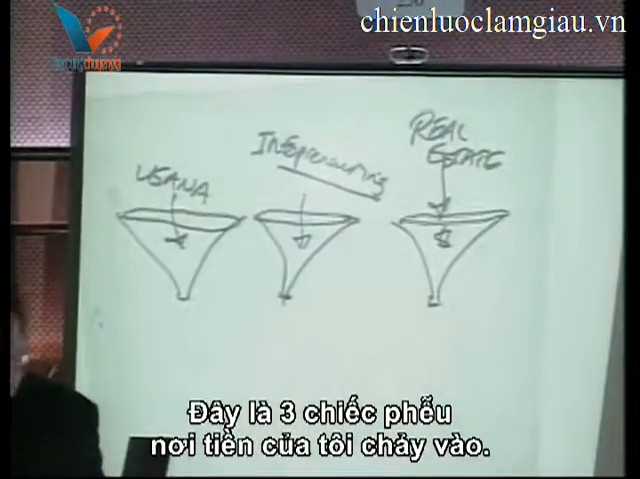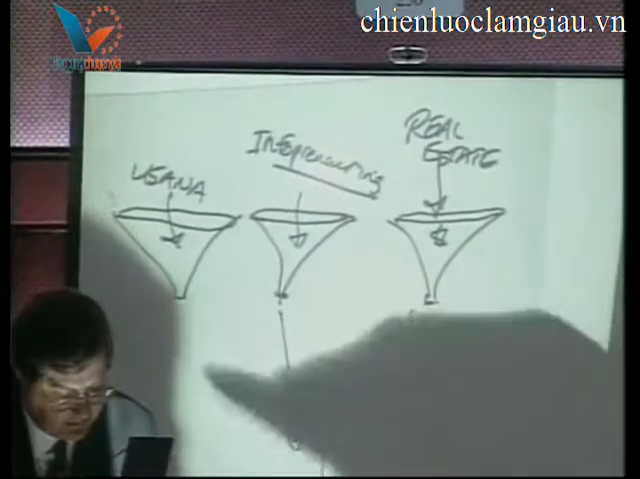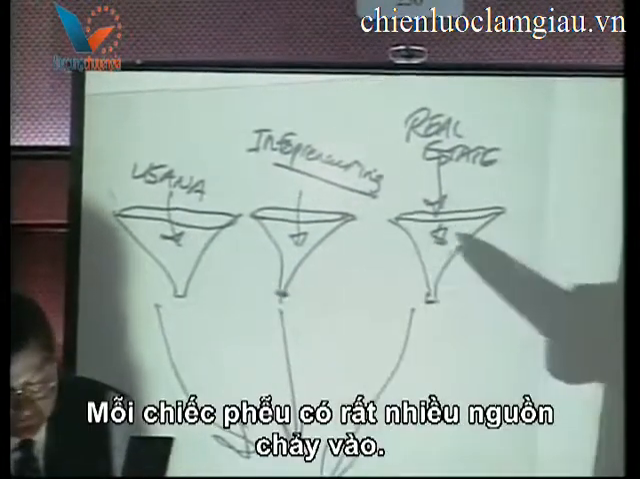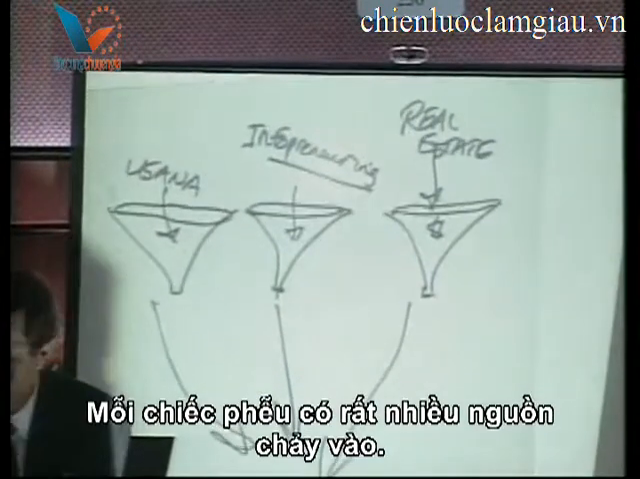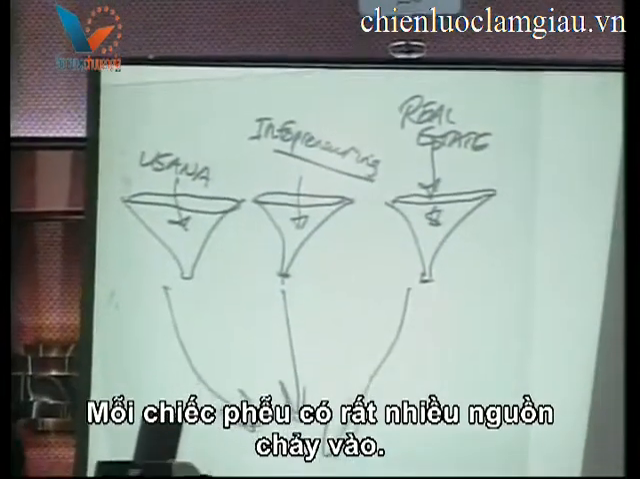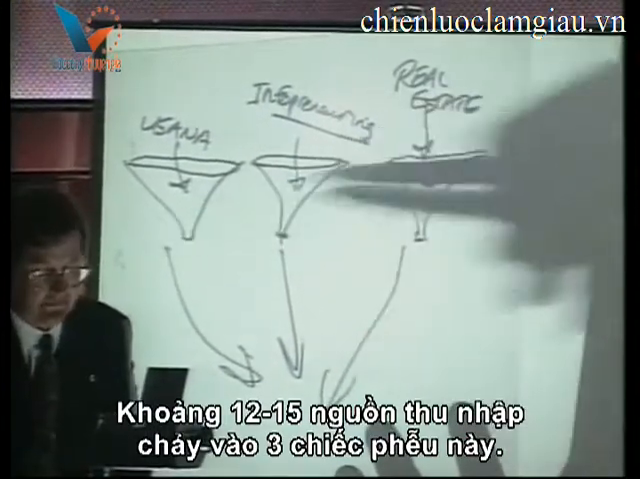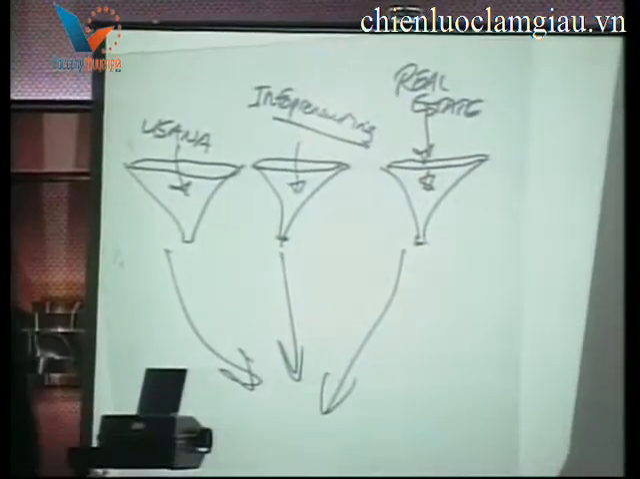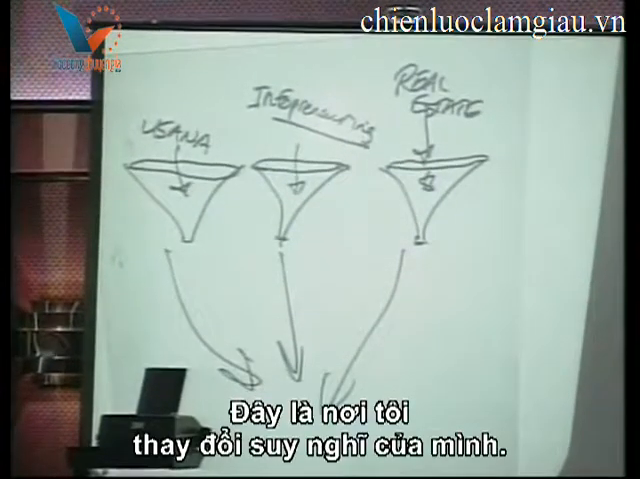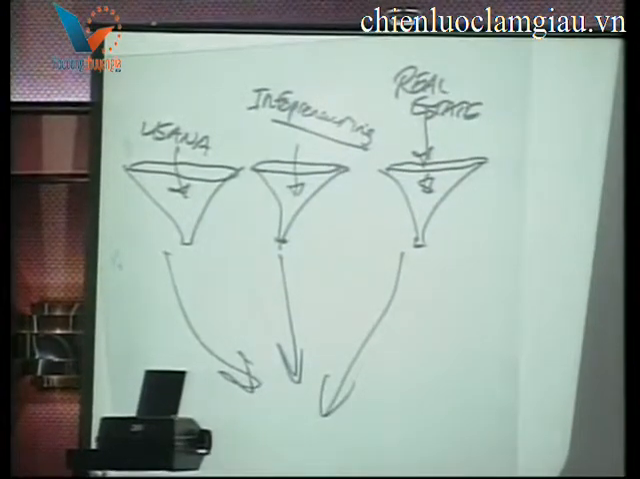Now, these are my three funnels where money flows into my life. And each of these different funnels has little side rivulets that are coming off it. There's about 12 to 15 different streams of income from those three. This is where I make my money that flows in.